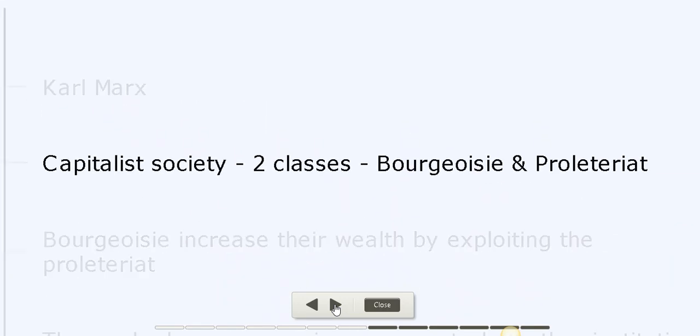Considering the main ideas of Karl Marx, his first idea was that the capitalist society is divided into two social classes, namely the bourgeoisie, that is the capitalist class, and the proletariat, that is the working class.